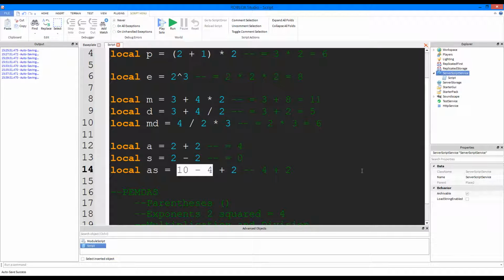Okay, 10 minus 4 plus 2, so 6 plus 2 is completely different than, okay, 10 minus 4 is 6. Add 2 to that, you have 8. But 10 minus 4 plus 2, if you do 4 plus 2 first, and then you have 6, and 10 minus 6 is 4. So there's a difference. So in this equation, you're actually doing 6 plus 2, which equals 8.